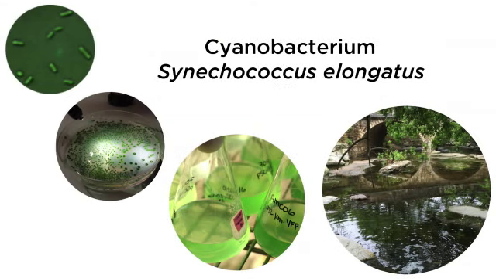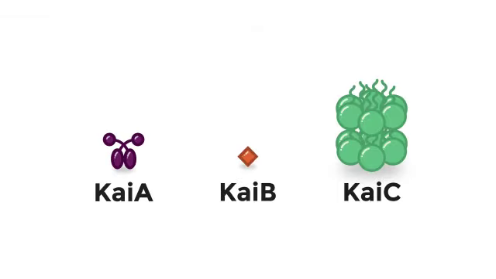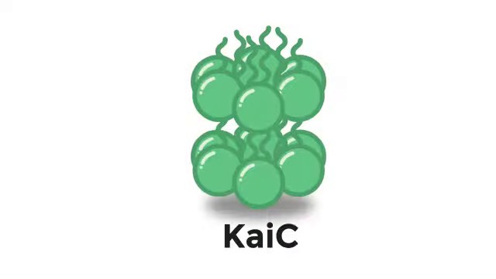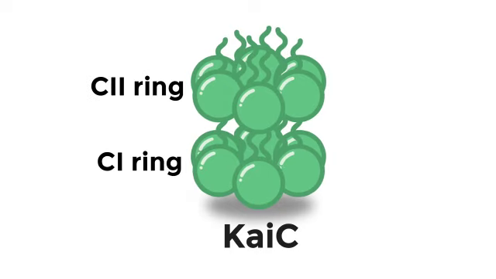The oscillator of the cyanobacterium Synechococcus elongatus comprises three proteins, KaiA, KaiB, and KaiC. The word Kai comes from the Japanese character that means cycle. At the heart of the oscillator, KaiC is a hexameric protein whose N and C terminal domains interact between monomers to form two rings, C1 and C2.